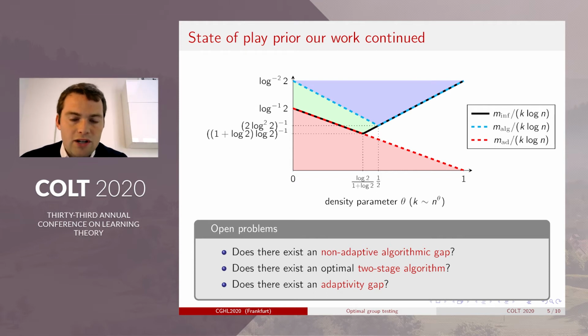And the third question asks whether there might exist better non-adaptive test designs than the random regular bipartite graph that succeed all the way down to the universal information theoretic lower bound, or whether there exists some kind of adaptivity gap between one-stage group testing and two or more stage group testing. And in our current work on optimal group testing, we are able to resolve all those three questions.